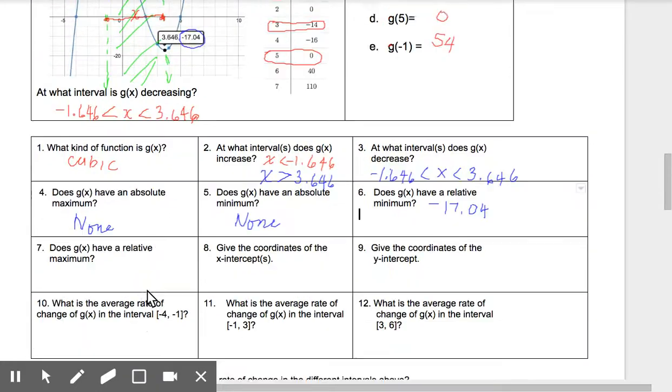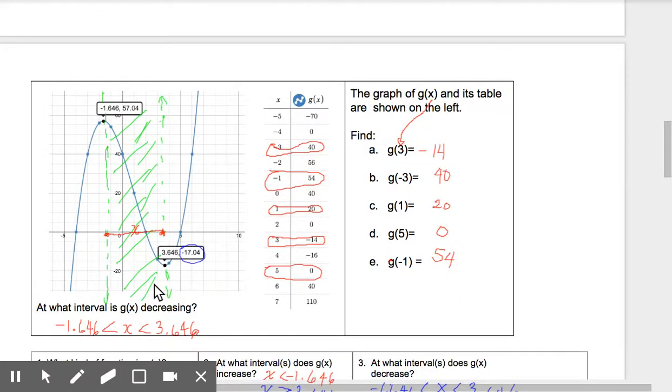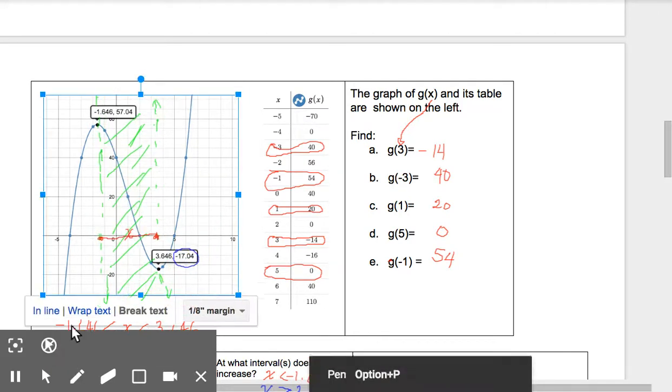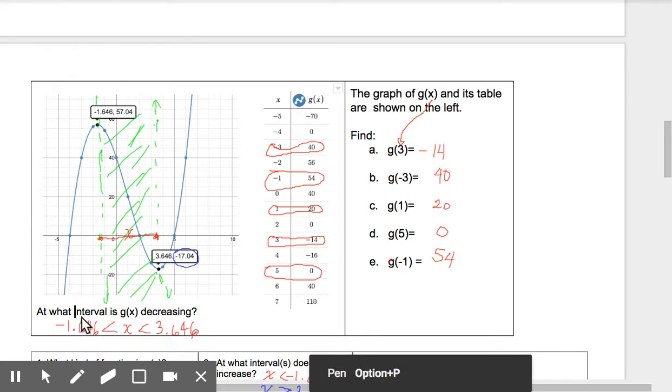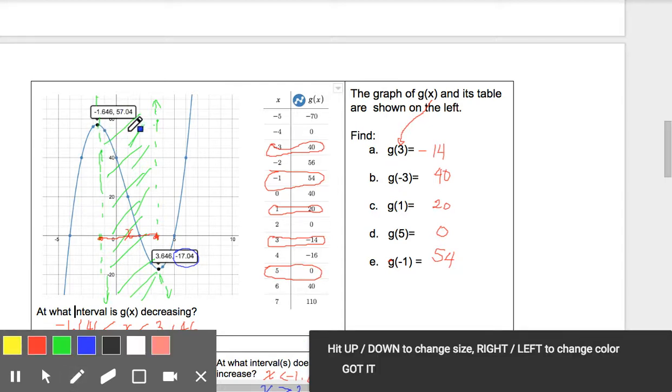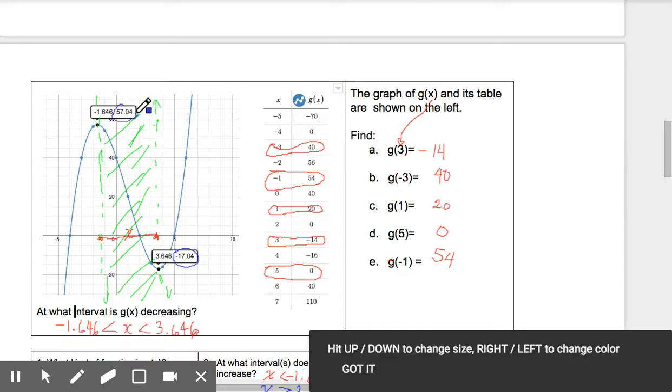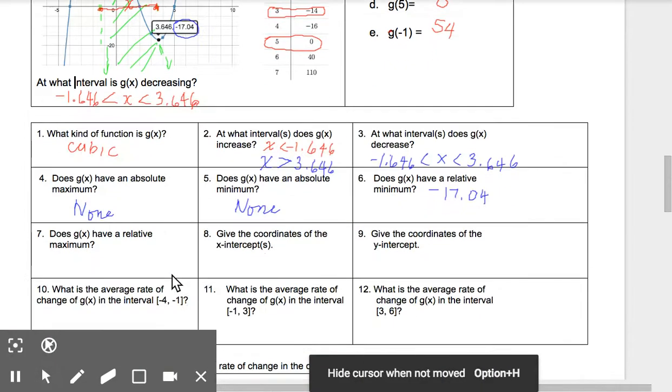Okay, now for the maximum, it's going to be this one. This is the maximum. The maximum is 57.04. So let's put that here.